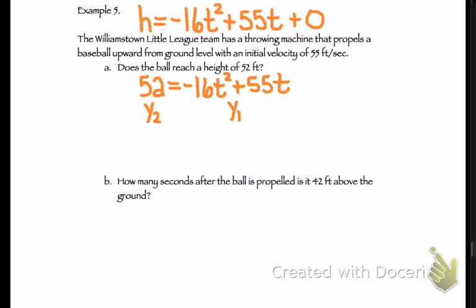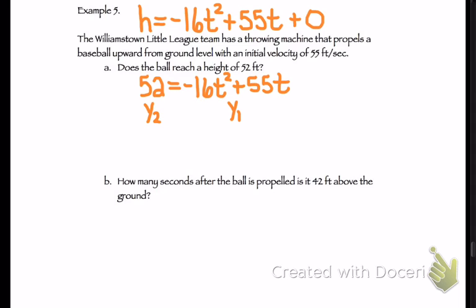What I want you to do is to hit y equals. Once you hit y equals, I want you to type negative 16. We don't have t's, so let's just use x squared plus 55x. I want you to type that into y1. Scroll down, and I want you to hit 52 in for y2, and I want you to hit graph. If you're looking at a standard window, what you should notice is that you don't see the entire parabola.